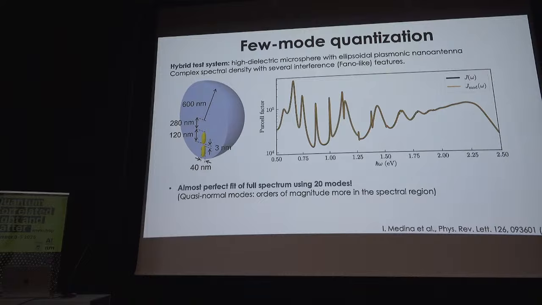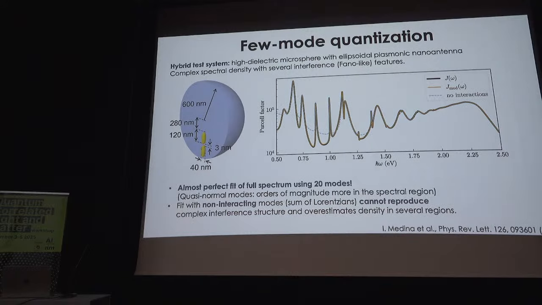If you use the quasi-normal mode approach, which is somewhat related as another way to quantize the electromagnetic field, to reproduce this whole spectral density over this range, you need many orders of magnitude more modes, whereas here I'm just taking the modes that my emitter sees. Also, if I try to do this with non-interacting modes, as a sum of Lorentzians with much fewer modes, I get a fit that is much worse and doesn't reproduce these interference features.